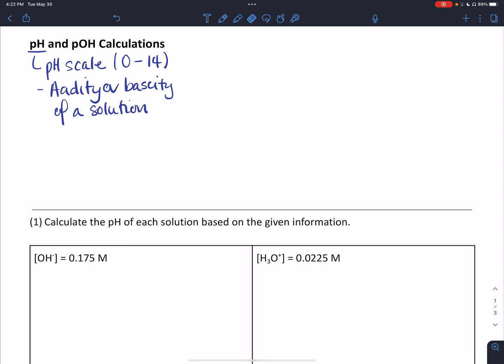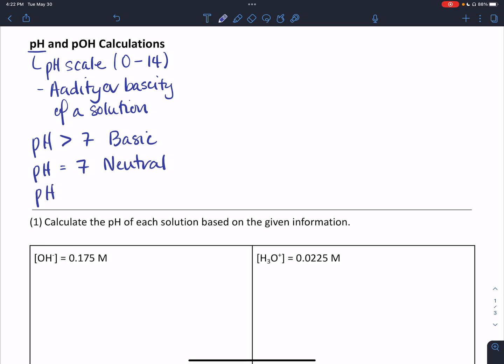All right, so the pH can be greater than 7, and when that happens, we call that solution basic. If the pH is equal to 7, we would call that particular solution neutral, and low pH values, ones that are less than 7, this is our acidic solution. So by calculating the pH, we can determine whether a particular solution is acidic, basic, or neutral.